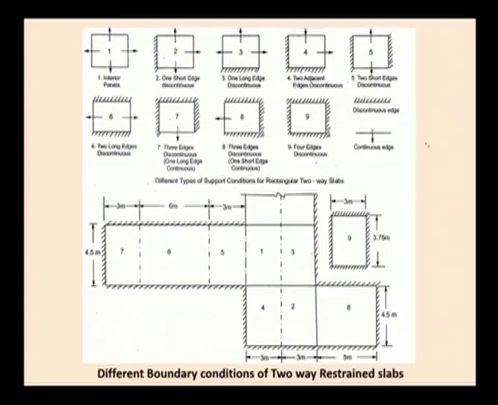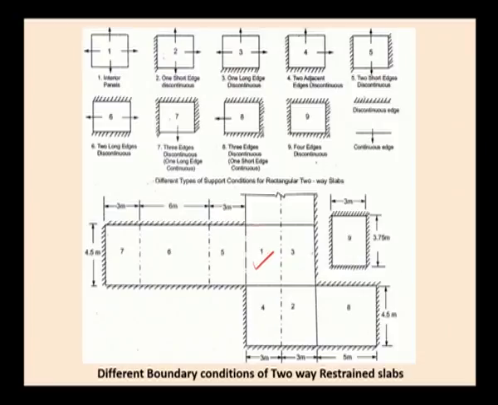Here I am showing a diagram of a building. This is the building which has the different panels. The different panels are designed as two-way slabs, that is, restraint slabs. And how do we identify the panel in these categories? Interior panel. In this building, the interior panel is panel 1. This is the example of an interior panel.